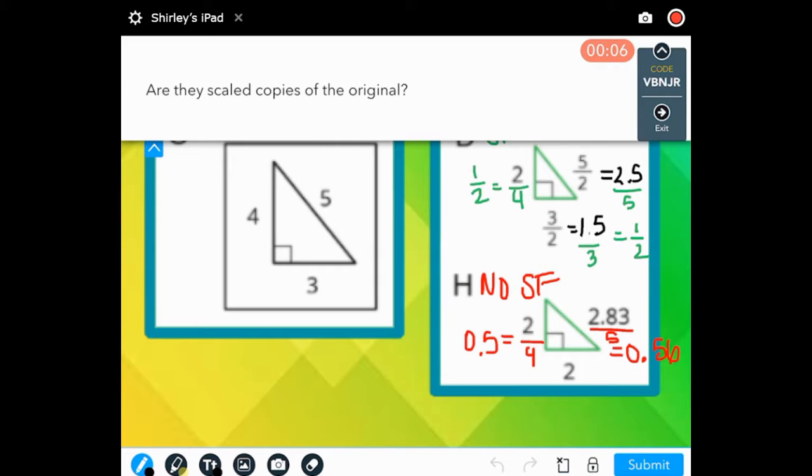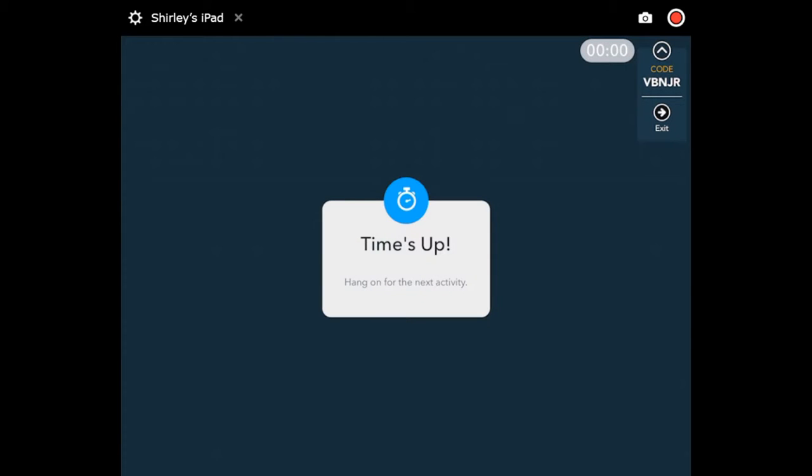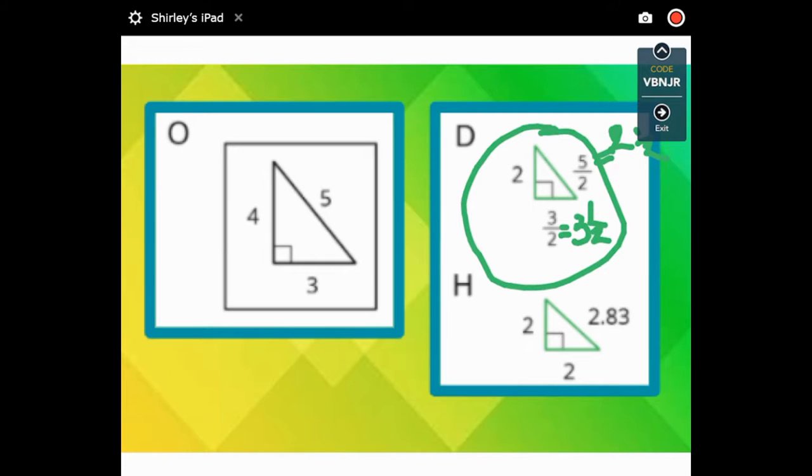See, all of us picking the right answer, a lot of us doing really good work trying to find that scale factor. Alrighty, so you should have picked, I'm going to share this work. You should have picked option D.